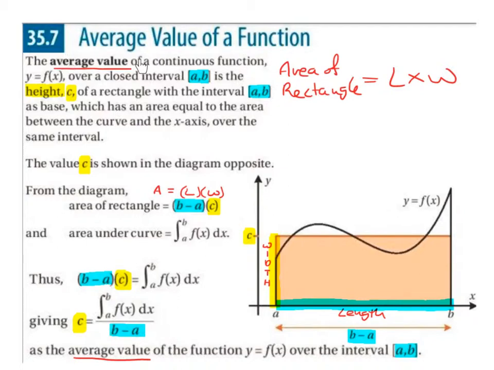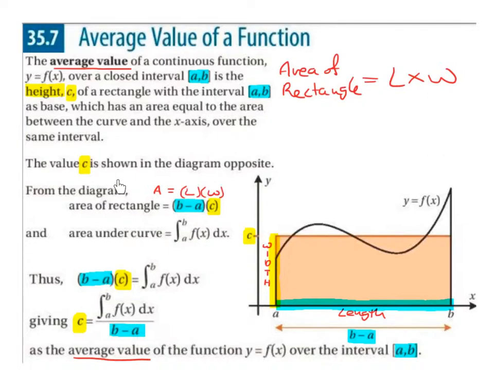So the average value of a continuous function y equals f of x over a closed interval a comma b, so from A to B, is the height c of a rectangle, this orange rectangle, with the interval a comma b as its base, or as its length, which has an area equal to the area between the curve and the x-axis over the same interval. The value c is shown in the diagram opposite, so here's our value c on the y-axis.